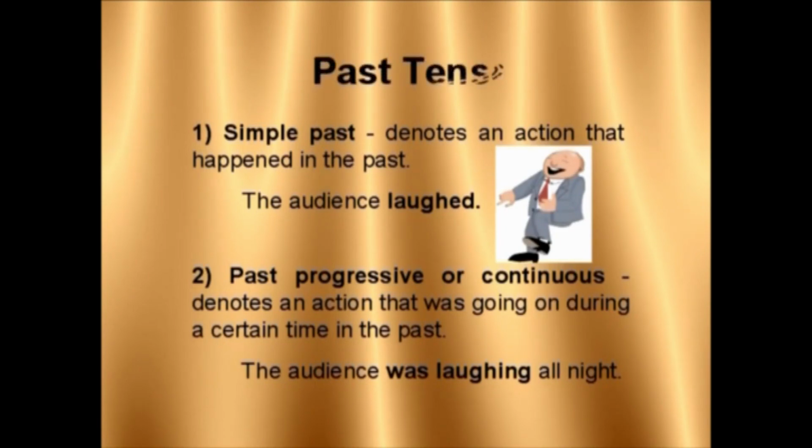The past tense. The simple past tense denotes an action that happened in the past. The audience laughed. The past progressive or continuous denotes an action that was going on during a certain time in the past. The audience was laughing all night.